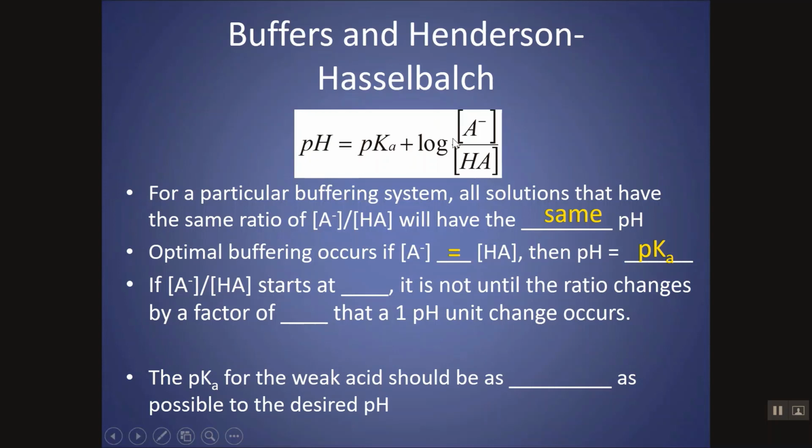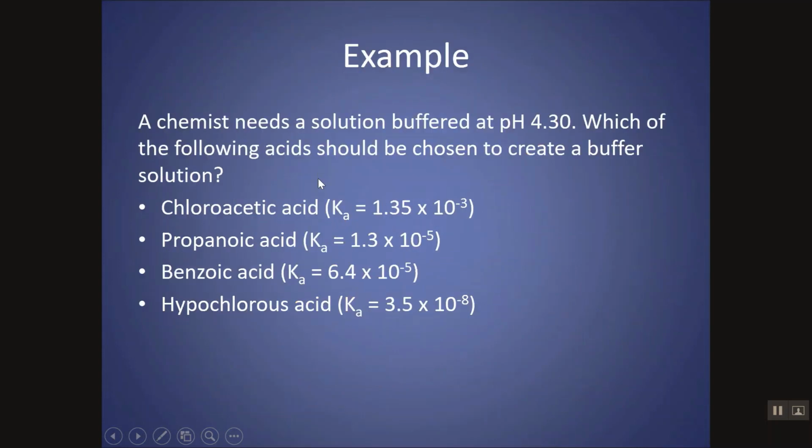If the fraction here starts at 1, it's actually not until the ratio changes by a factor of 10 that a pH change of 1 unit would occur. And that's what makes these resist large changes in pH. The pKa for a weak acid should typically be as close as possible to the desired pH. This way you can use roughly equal and large concentrations of HA and A minus. That's what we said would make the best buffering system. So you want to pick something where the pKa is already close to the pH that you desire.